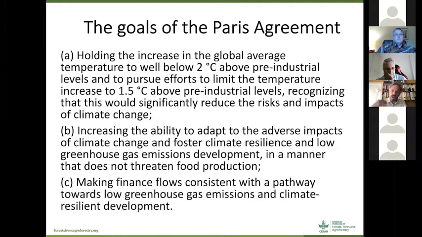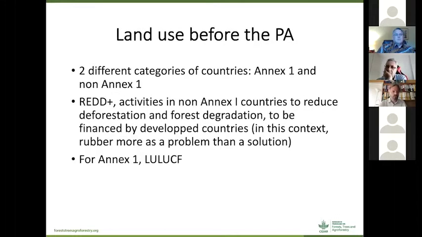So all of these are goals from the climate point of view, but they're also goals, in fact, for the rubber sector as a whole and how it can contribute to the economy.